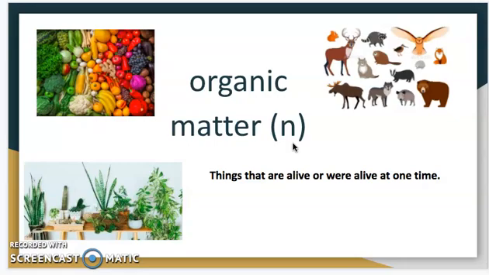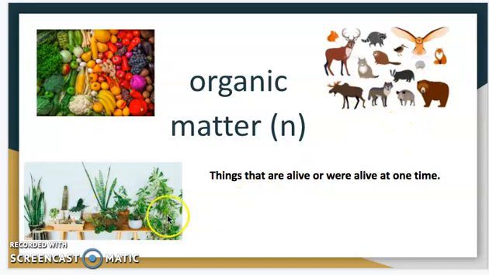alive at one time. Look at some of the pictures that I've put here to help you understand. You see a lot of plants and fruits and vegetables. They were alive or are alive. They grew from plants, and we know that plants are alive. Animals, look at these animals. We have birds, there's bears, fox. These are all living things.